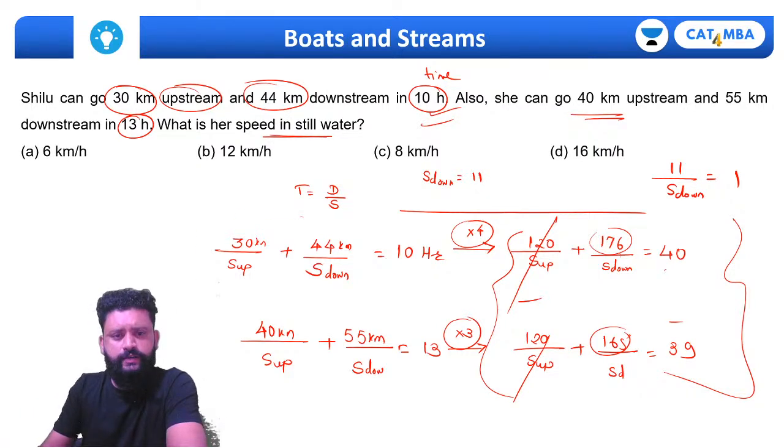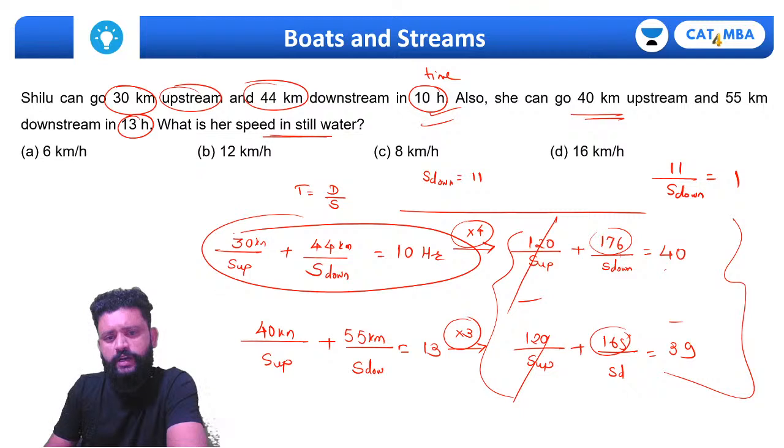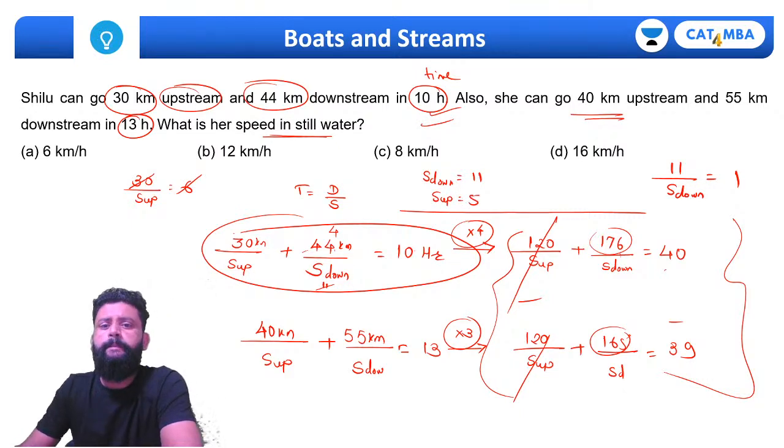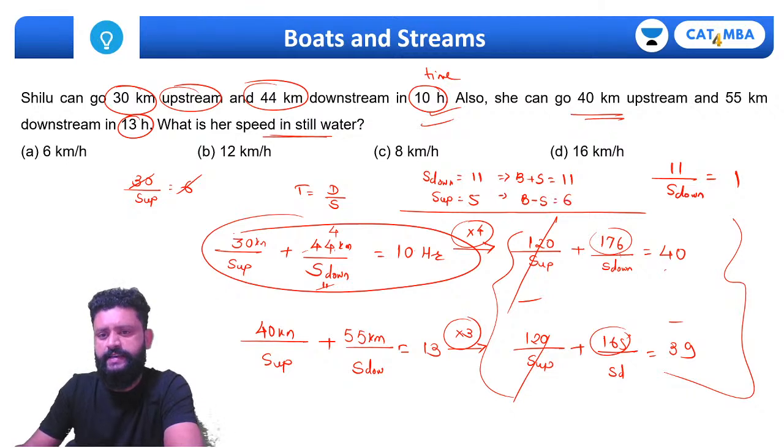I'll put it here. So, speed of downstream we got as 11. So 11 here, we subtract 4 from 10 and 6 remains. So 30 upon speed of upstream must be 10 minus 4, that is 6. So speed of upstream I got as 5. So this is B plus S is 11 and B minus S is 5.